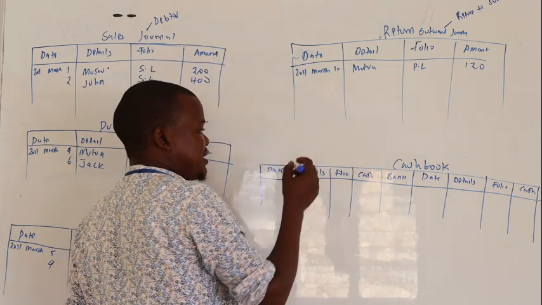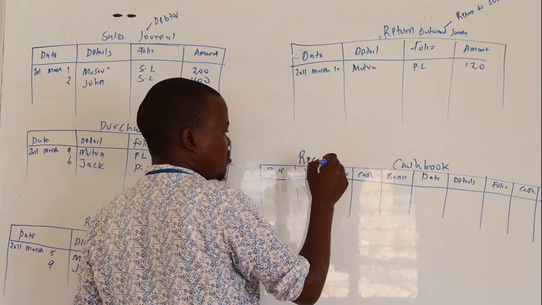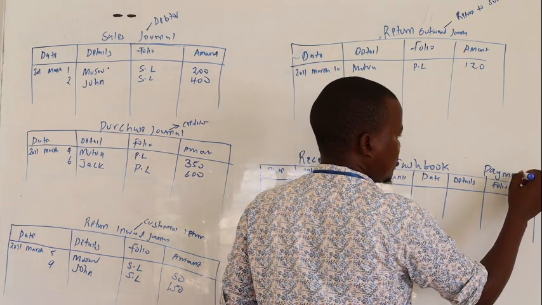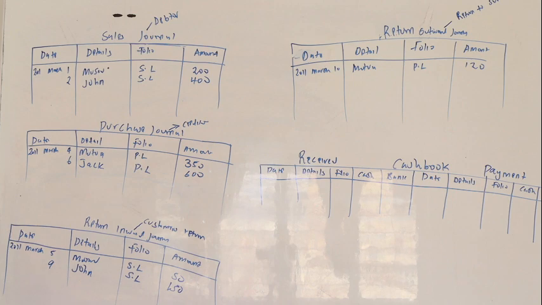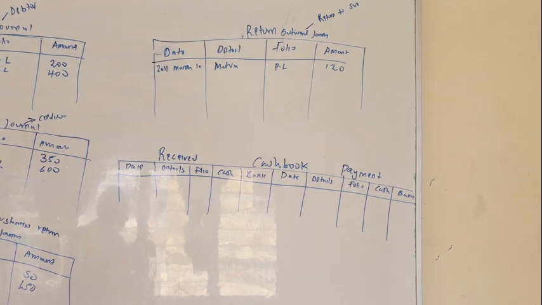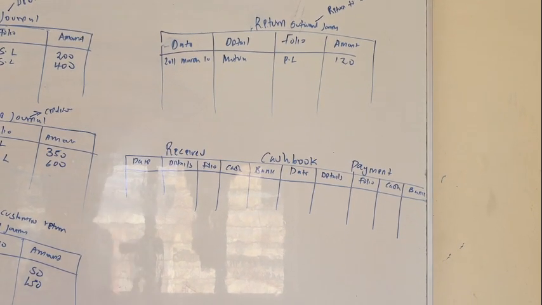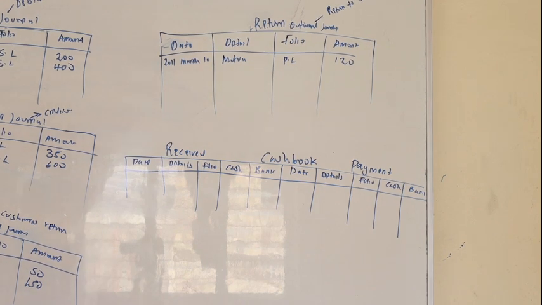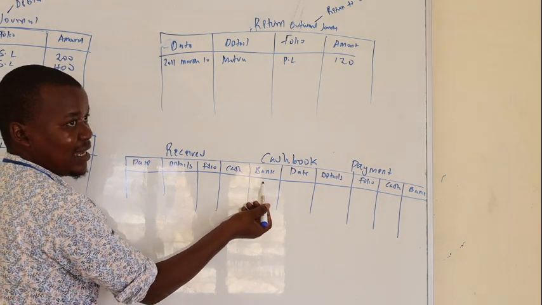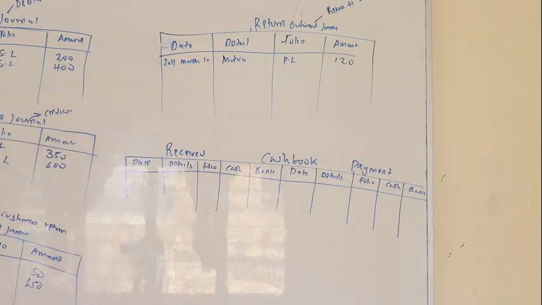So the debit side of cash book is the receipt. This credit side is payment. I'm saying the debit side of a cash book is receipt and the credit side of a cash book is payment. So I've drawn a 2 column because we have cash and bank. A customer can pay cash, a customer can pay bank. We can pay supplier on cash and we can pay supplier on bank.